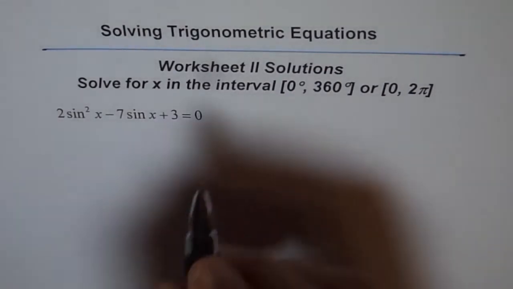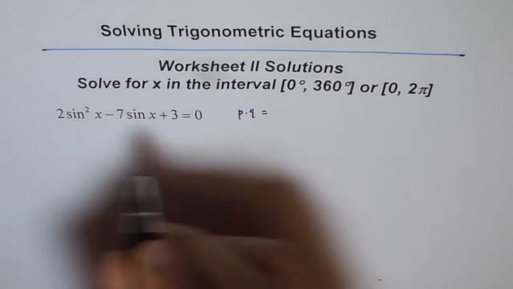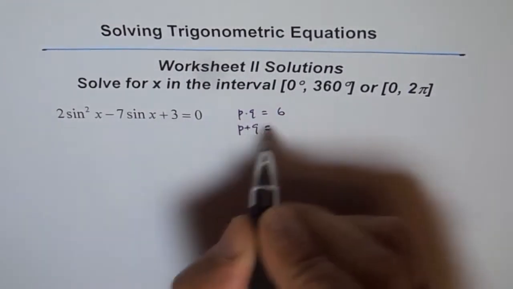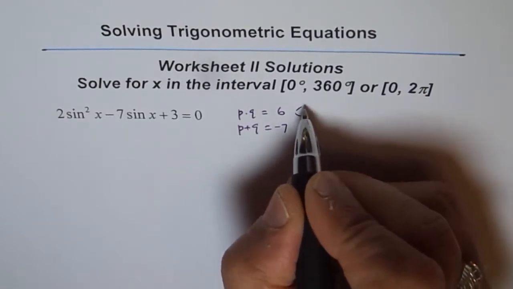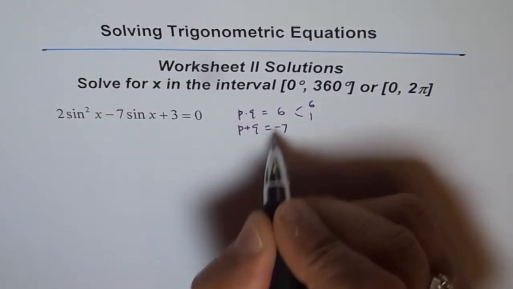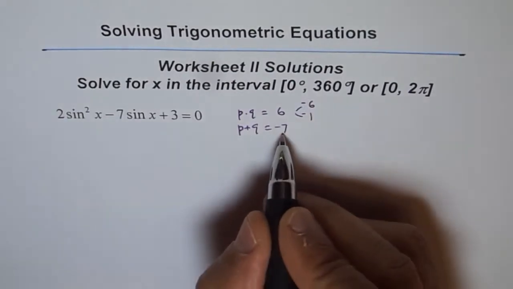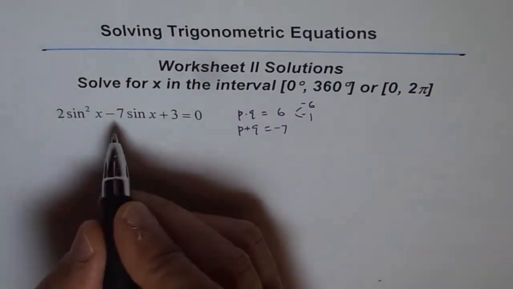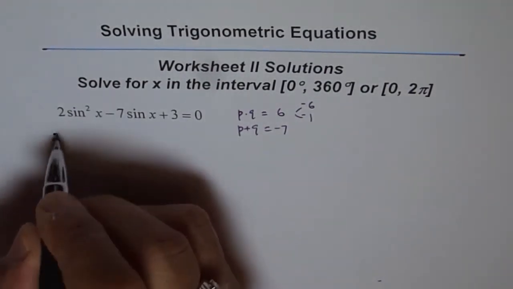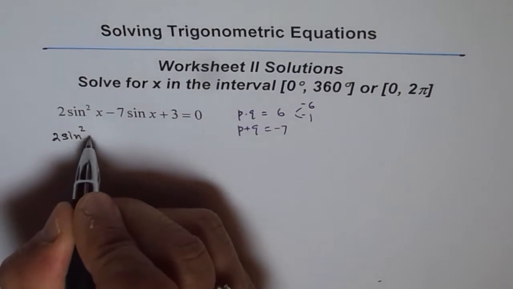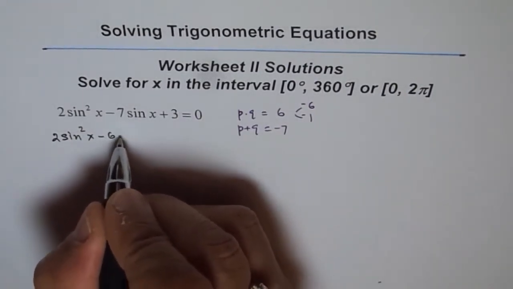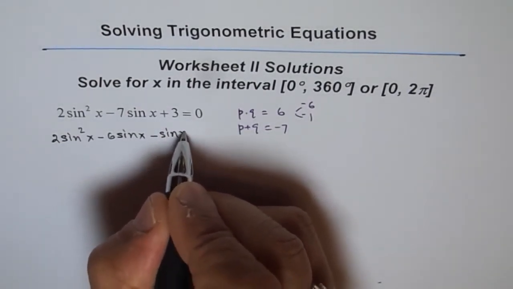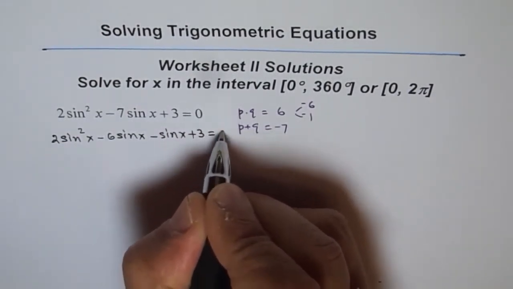So we're looking for two numbers whose product should be p times q, which is 2 times 3, which is 6, and the sum should be equal to minus 7. The two numbers are 6 and 1 that give you 6, but if both are negative, they give you a sum of minus 7. So that is the key to our solution. So we can split this middle term 7 and write the equation as 2 sine square x minus 6 sine x minus sine x plus 3 equals to 0, right?